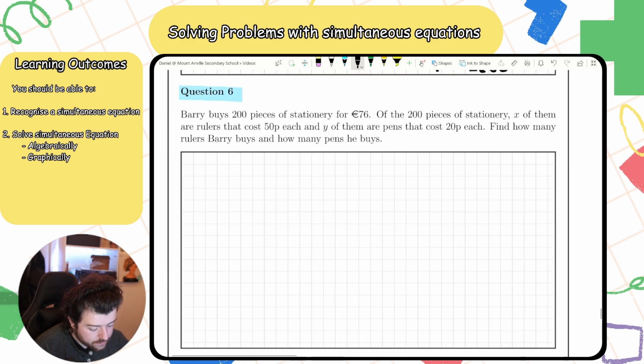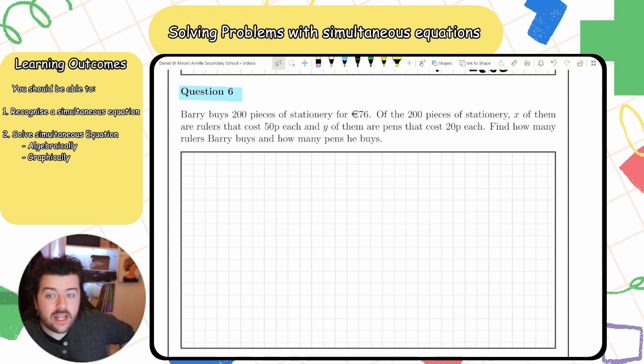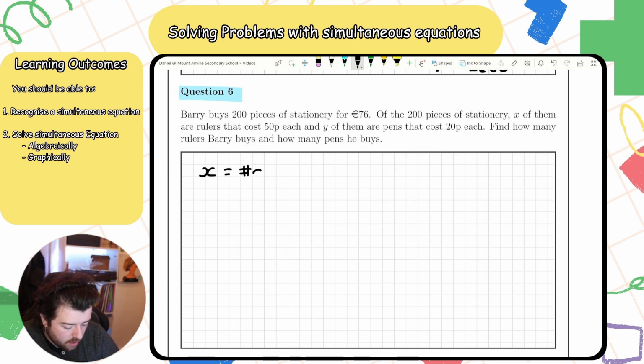Another one here. So this time we're working with quantities and money. So Barry buys 200 pieces of stationery for 76 euro. Of the 200 pieces of stationery, X of them are rulers that cost 50p, and Y of them are pens that cost 20p each. Find how many rulers Barry buys and how many pens he buys. So X equals the number of rulers, and Y equals the number of pens.